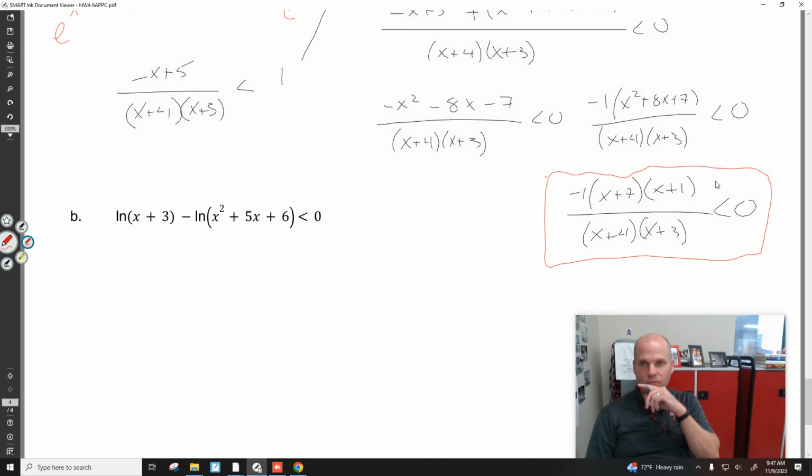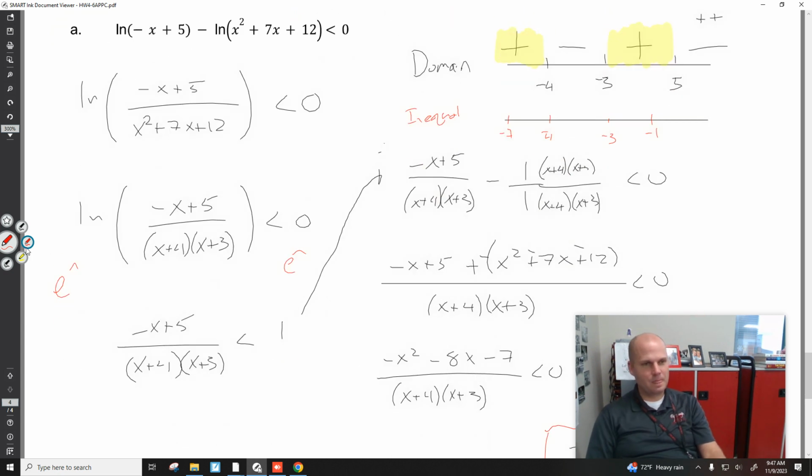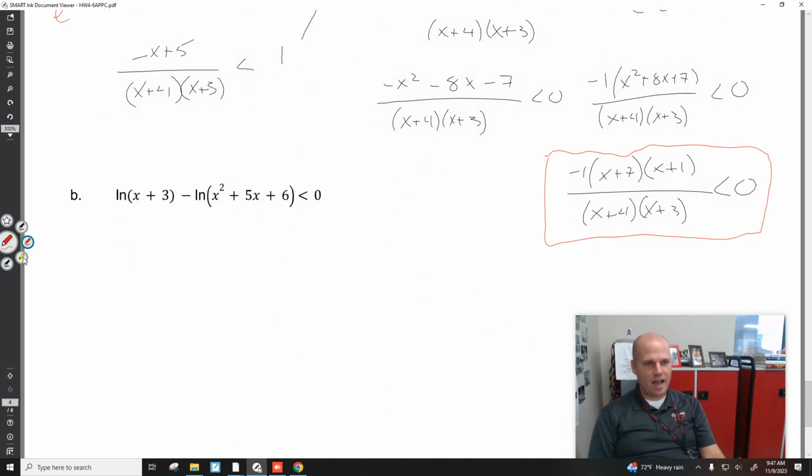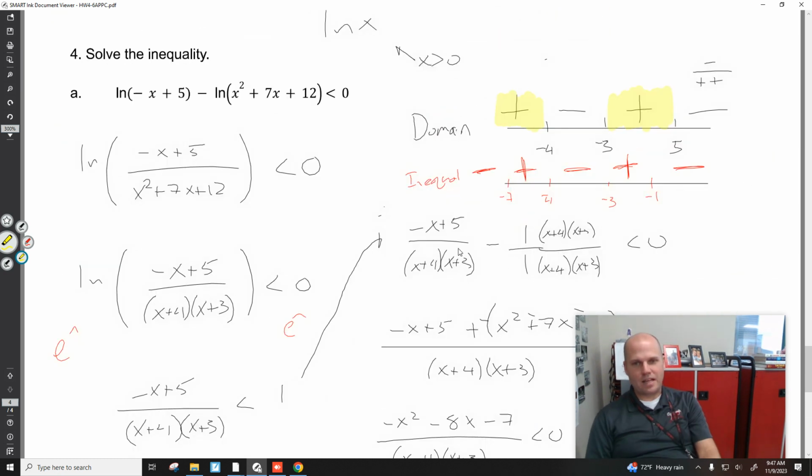Cool. I will plug in test points like positive 5, positive, positive, positive, positive times this negative 1 makes this negative. I get negatives here. I'm going to change signs everywhere. We don't have any holes. We don't have any multiplicity concerns. So here's my answers. Now, we are figuring out when the inequality, when this rational function is less than 0. So for my inequality, I'm looking for negative values.